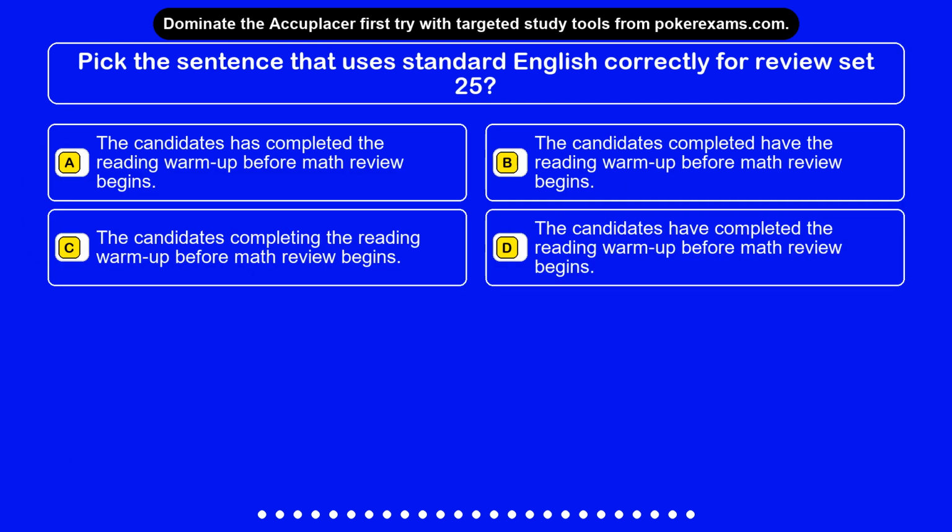Question 20. Pick the sentence that uses standard English correctly for review set 25. Option A. The candidates has completed the reading warm-up before math review begins. Option B. The candidates completed have the reading warm-up before math review begins. Option C. The candidates completing the reading warm-up before math review begins. Option D. The candidates have completed the reading warm-up before math review begins.